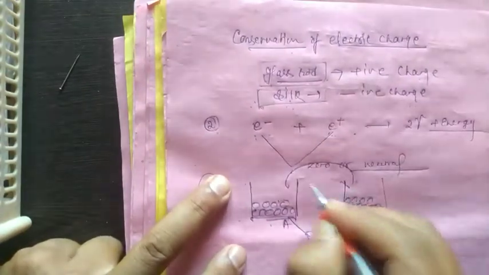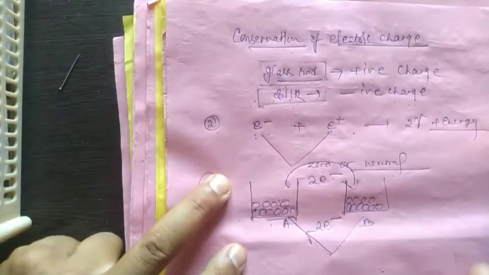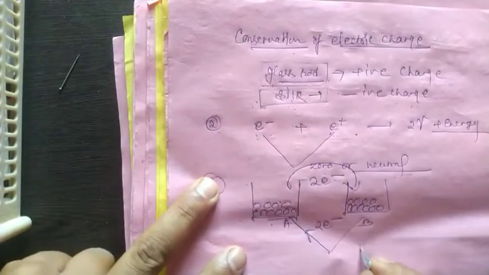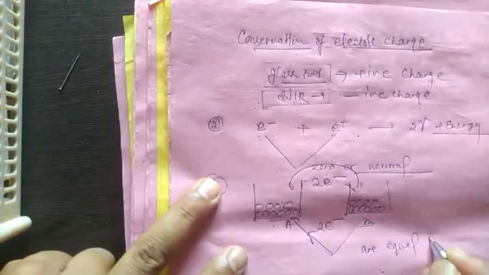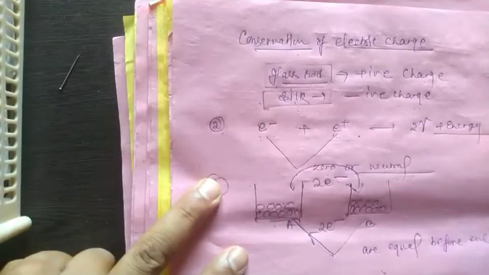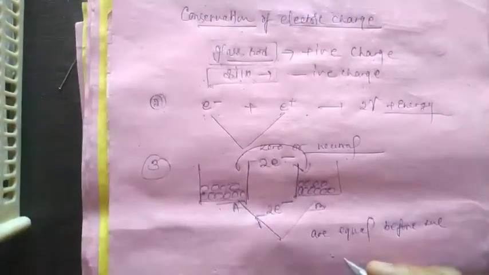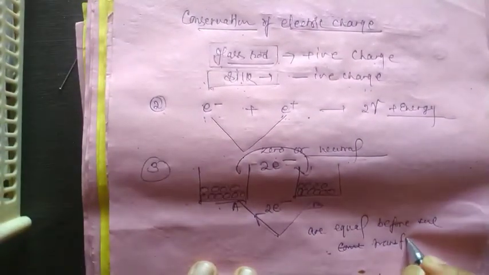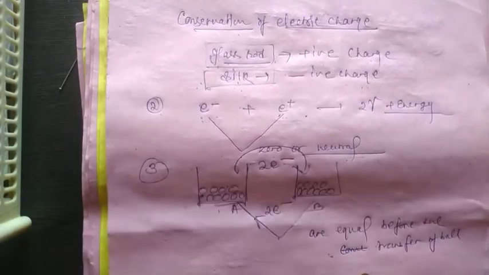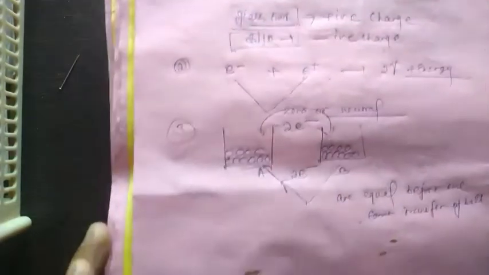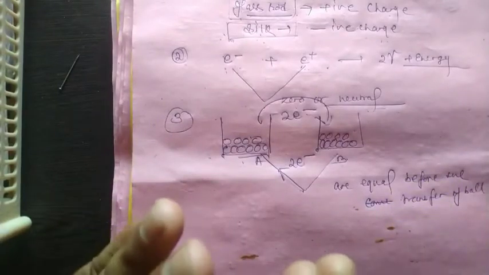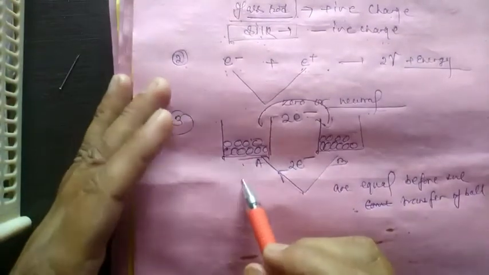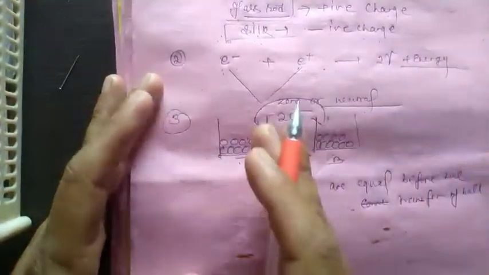or 2 electrons from one body to the other, the total number of balls in the two containers is equal before and after the transfer of balls from one body to another. Finally we can easily say charge can neither be created nor be destroyed.